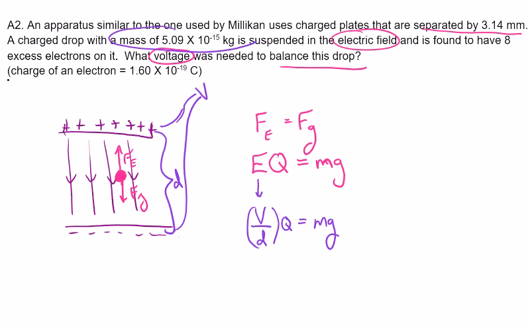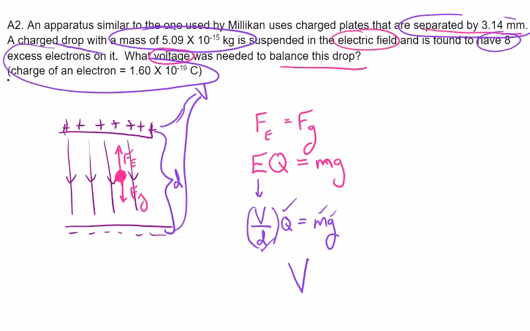So we have the mass of the drop, that's not a problem. We know the plate separation, we just have to change it from millimeters into plain meters. And we know that the drop has 8 excess electrons, and we know the charge of that. We've got the charge, we've got the distance, we've got the mass, and we know what gravity is. So we just have to rearrange this to solve for voltage. Voltage, if I multiply by the D, would be the mass times gravity times the plate separation divided by my charge. And I just plug all those lovely numbers in.